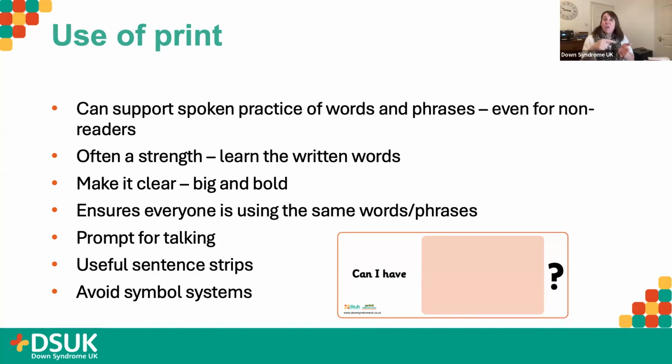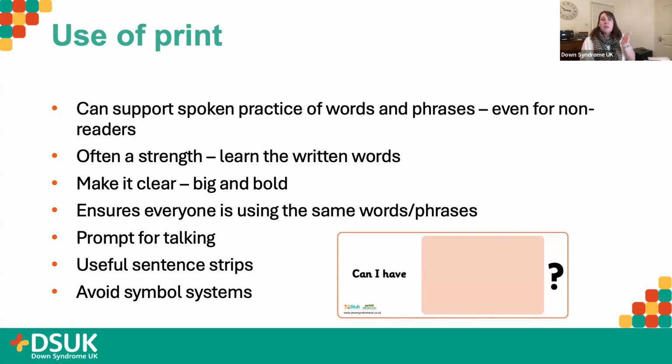Prompt for talking. I know this has got some words on it, so I'm supposed to say something. And we're keen to introduce those kind of useful sentence strips right from the very beginning. So with nurseries, we'd have things like, can I have? And you'd put some, and you can have those around your house as well. Can I have? You pop on, oh, you're going to ask your brother or sister or dad or whoever for the cup or a drink.